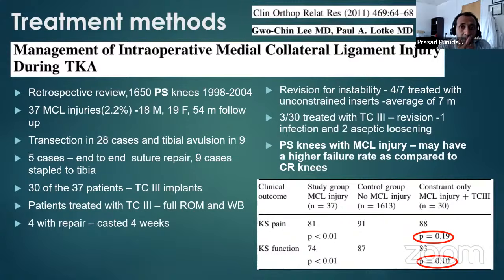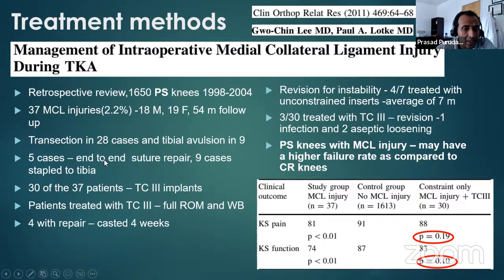Another study here by Lee and Lotke. So this was again a retrospective review of 1,650 posterior stabilized knees from 1998 to 2004. 37 of them had MCL injuries, a 2.2% incidence, 18 male, 19 female, with 54-month average follow-up. 28 cases were transections, mid-substance injuries, and 9 of them were tibial avulsions.